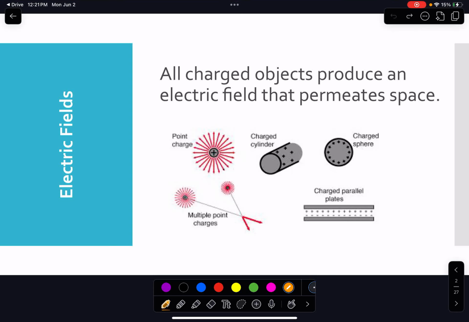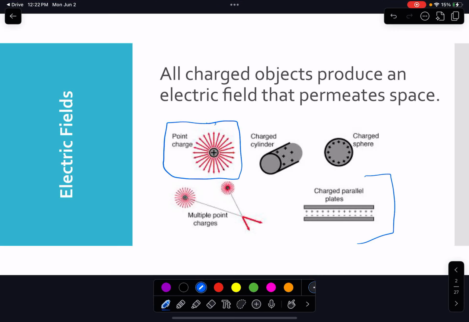So all objects produce an electric field that permeates space. That just means it goes through space, all right? And so anytime we're talking about this, we're usually talking about charges that are in air or a vacuum of space, as opposed to something else that would prevent the electric field from permeating around, all right? And so right here, this is a point charge. This is what we're going to be focusing on this week.